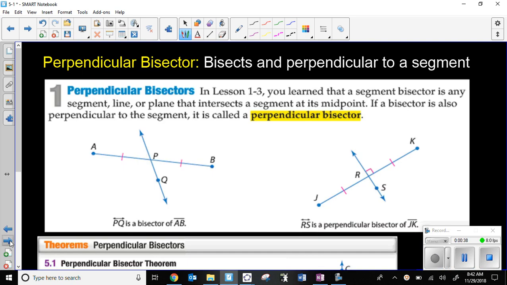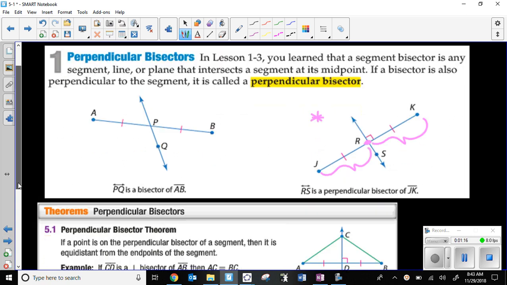And what are they? Well, a perpendicular bisector bisects and is perpendicular to a segment. In other words, if you look at this picture over here, bisect meaning it's going to split my segment into two congruent segments. So JR here, this segment is going to be equal to this segment. So it's splitting that segment straight in half, and if we're going to say it's perpendicular, it therefore has to cross at a right angle, which you can see there on that picture. Okay? So that's the idea of it.